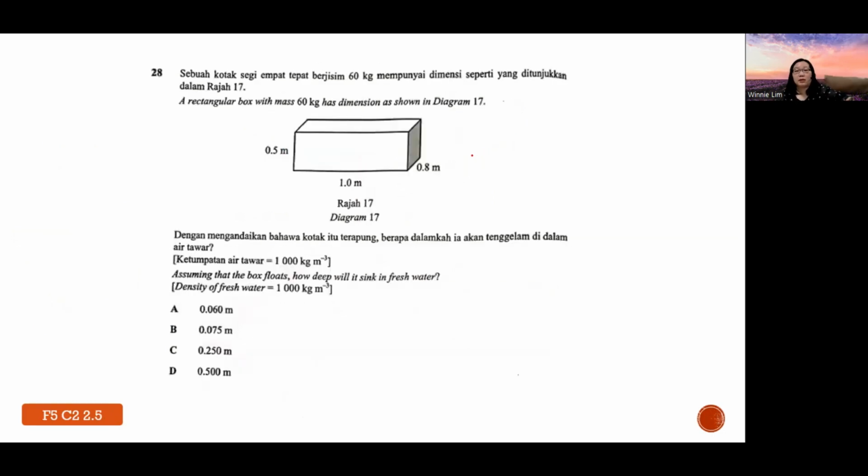28. A rectangular box with a mass of 60 kg has dimensions as shown in Diagram 17. Assuming the box floats, how deep will it sink in the fresh water? So assuming this block is already in the fresh water halfway through here. Because they're saying the block is floating, you will have this relationship: the weight of this block is equivalent to the buoyant force. Weight equals buoyant force.